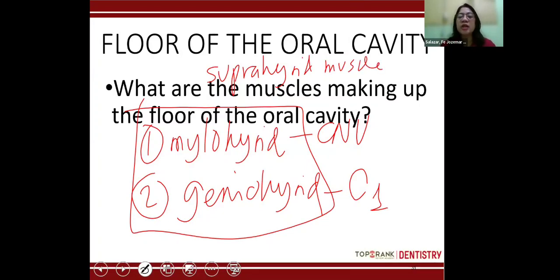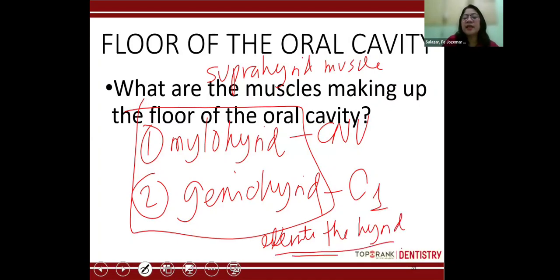Now, if it's a suprahyoid muscle, what is their main action? What is the main action of our suprahyoid muscles? They elevate the hyoid. Okay? So they elevate the hyoid bone because they are connected to your hyoid bone. So they elevate the hyoid.